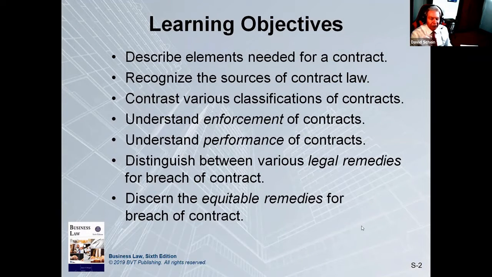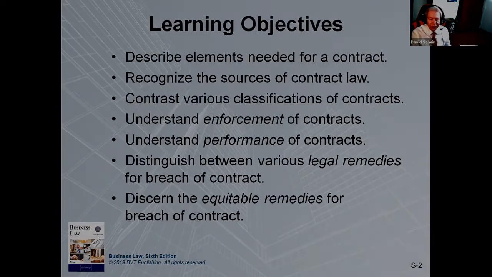So, some of our learning objectives for Module 3, not just Chapter 13, but for all of Module 3, are summarized here on slide S2, which talks about, we're going to look at what makes a contract, the different types of contracts, how they're enforced, performance of a contract, the different types of legal remedies for contracts, which will remind you of remedies that we looked at in the torts chapters, which we covered in the last week. And then also equitable remedies will wrap up with Chapter 13.